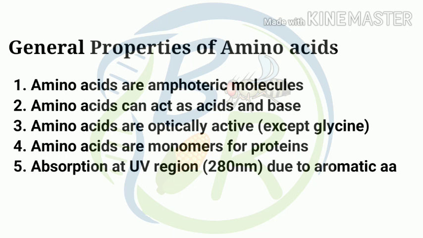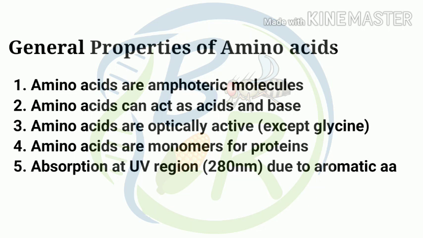The third important property is that amino acids are optically active, which means they can rotate plane polarized light, and this optical activity is due to the chiral carbon present in the center. But the exception is glycine. Glycine is an amino acid where the R group is a hydrogen atom, which is similar to the other hydrogen attached to the alpha carbon, which makes it symmetrical, and we will look at it in detail in the upcoming slides.